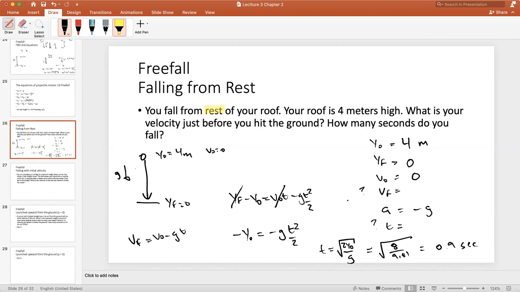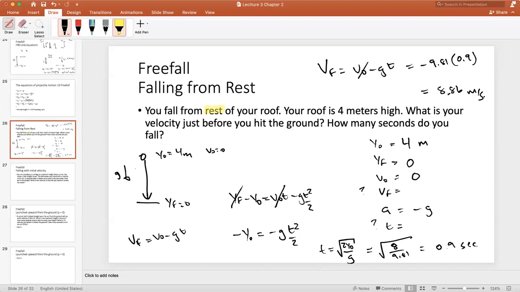And once you have that time, I'm going to come up here. v final is v initial minus gt. This is 0. g is negative 9.81, times 0.9. Note v final will be negative, as it should be. This is 8.86 meters per second. That is pretty fast. Remember, we're multiplying that by 2.2 to get miles per hour. That's like 17 miles per hour that you hit the ground. Do you want a car hitting you at 17 miles an hour? Probably not. Falling off your roof hurts.